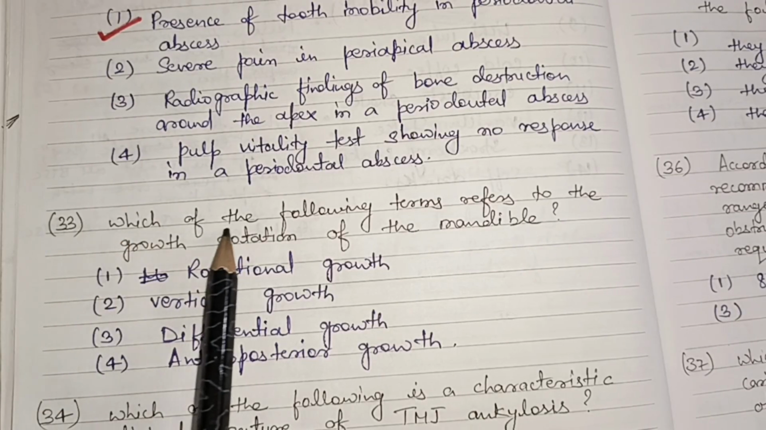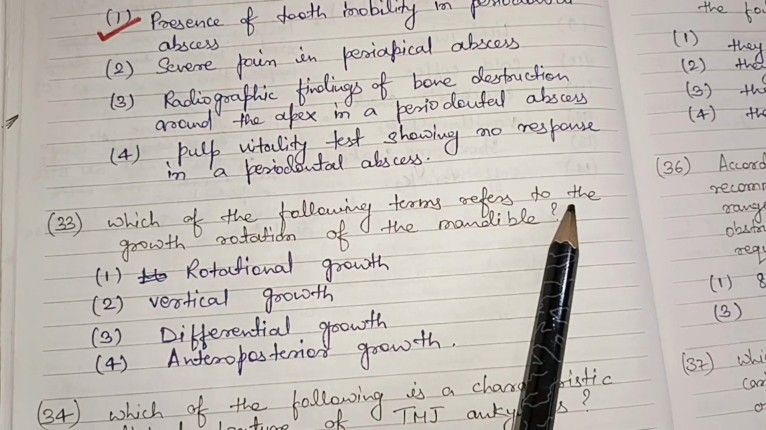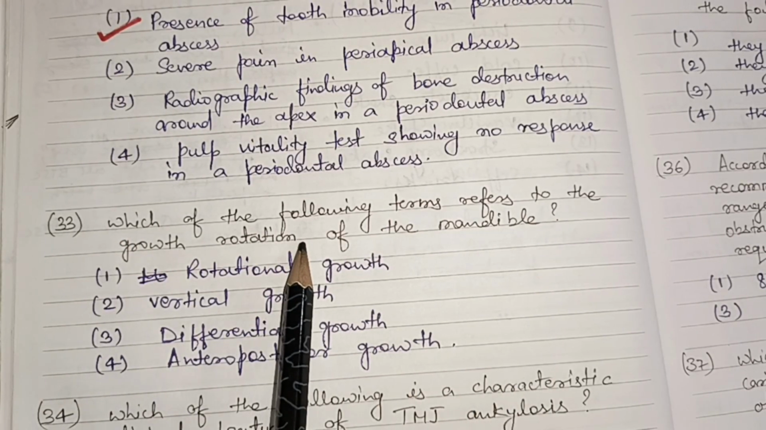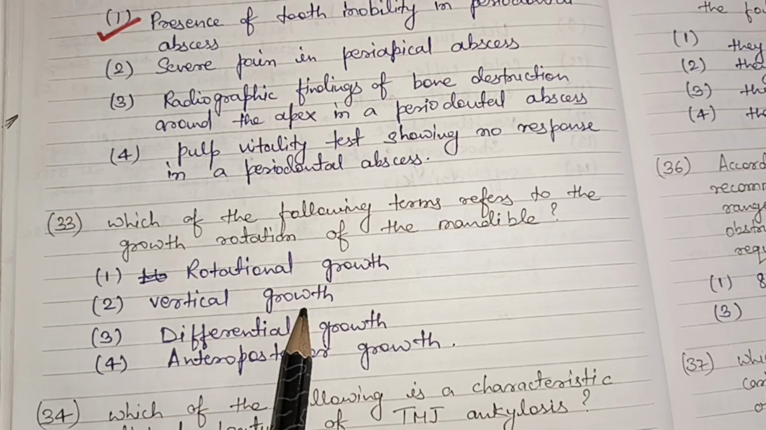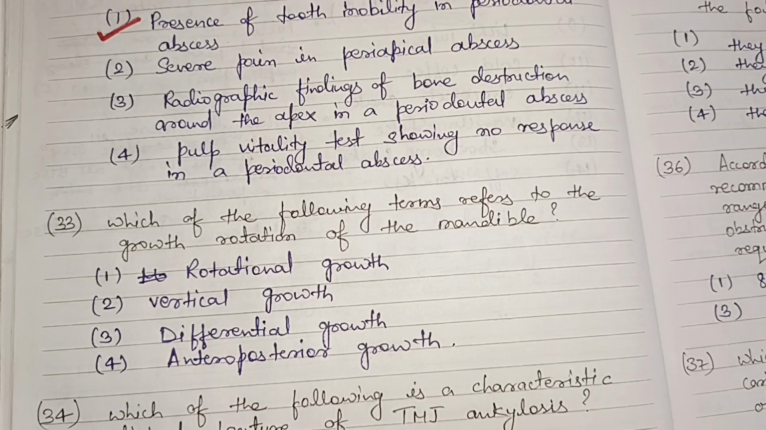Question 33 is, which of the following terms refers to the growth rotation of the mandible? Rotation growth, vertical growth, differential growth, anterior-posterior growth. And the answer is 1, rotational growth.